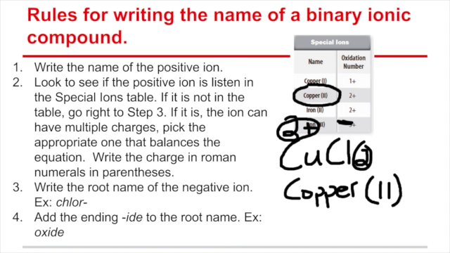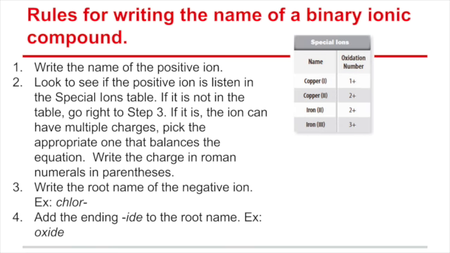If it was a +1 charge, we'd put a 1. So we've got copper 2, and then we go to step 3, write the root name of the negative ion. Again, we have chlor, and then step 4, we just add ide. So the name of the binary ionic compound CuCl2 is copper 2 chloride. I'm going to run through one more example really quick.